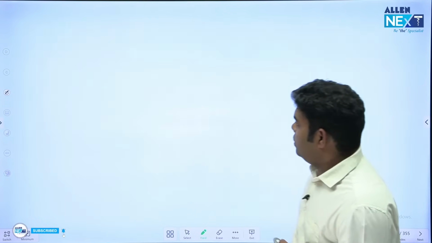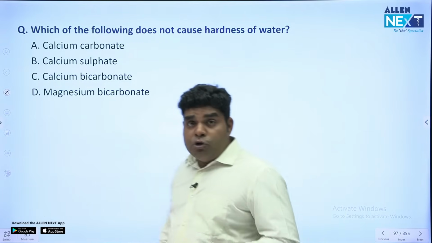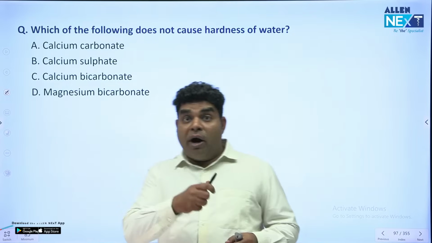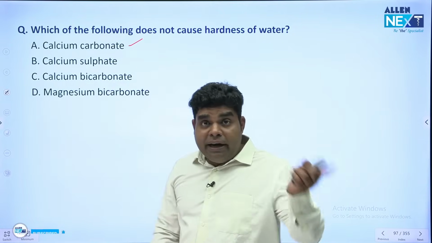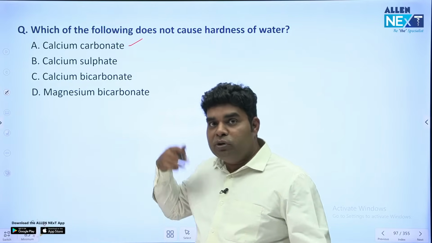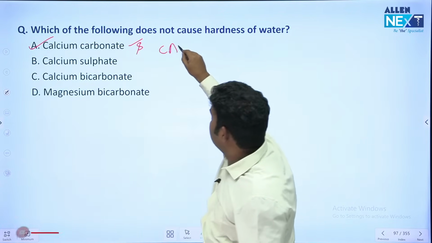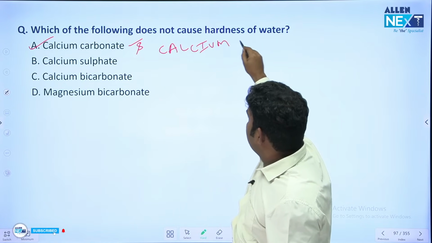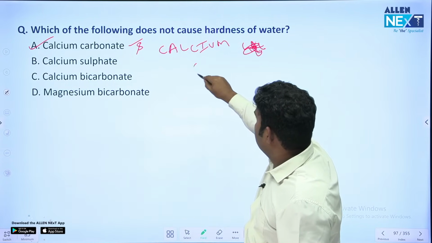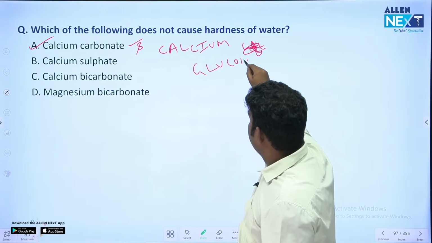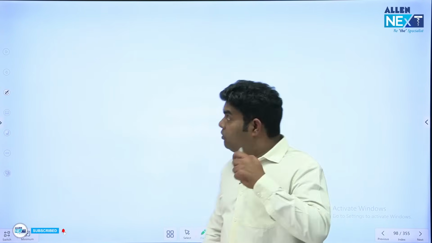Okay, chalo. Next, which of the following does not cause hardness of water? You must have seen when you boil water, sometimes a white thing deposits on the vessel. That white thing is calcium carbonate. It does not cause hardness, it just deposits after boiling. So calcium carbonate and calcium gluconate, these are not responsible for hardness of water.